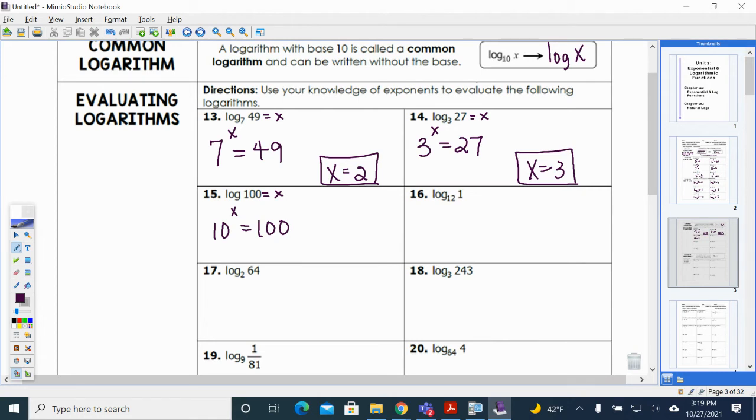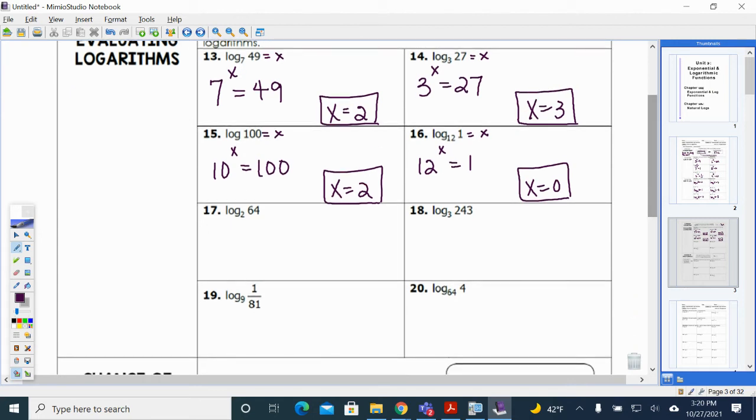Well, I know that 10 times 10 is 100, so that means that's 10 squared. So x is equal to 2. On number 16, as soon as I see the 1, I know what my answer is, but I'm going to walk you through this. We're going to rewrite: 1^2 to what power is equal to 1? So the only way for a 12 to become a 1 is if x is equal to 0. So x is equal to 0. That exponent has to be 0 in order for us to evaluate and get a 1.